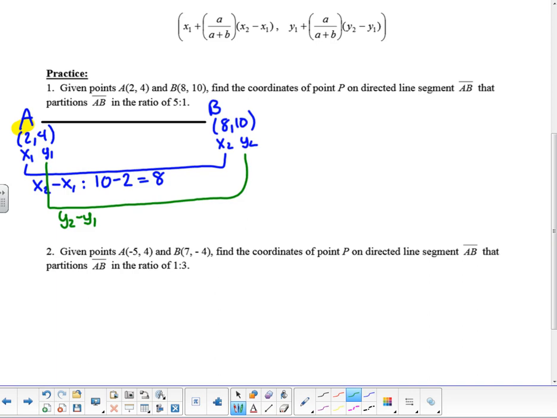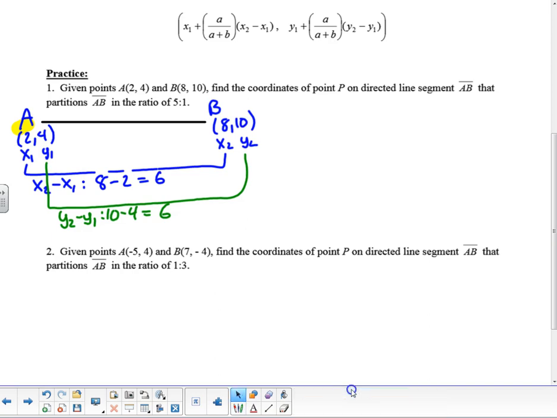Somebody here, you probably have already been shouting at me, saying, Mr. Zacek, you didn't do the right one, and you are correct. That should have been 8 minus 2, which is 6. And now for our y component, that should be 10 minus 4, which is also 6. So both the x value is changing by 6 and the y value is changing by 6.